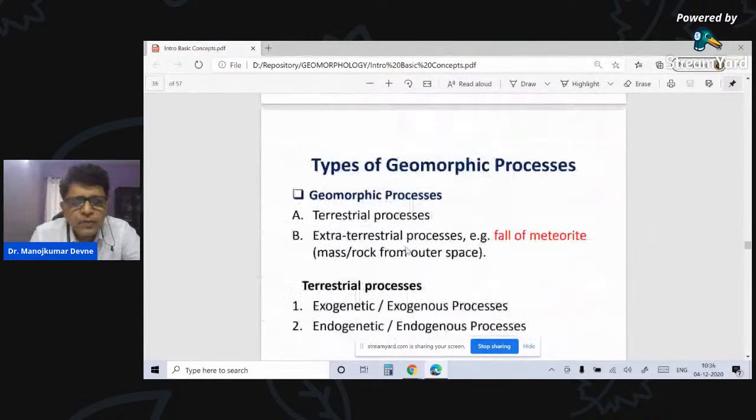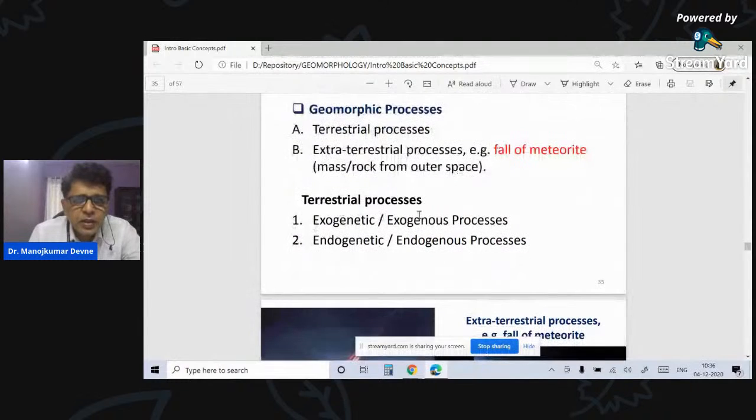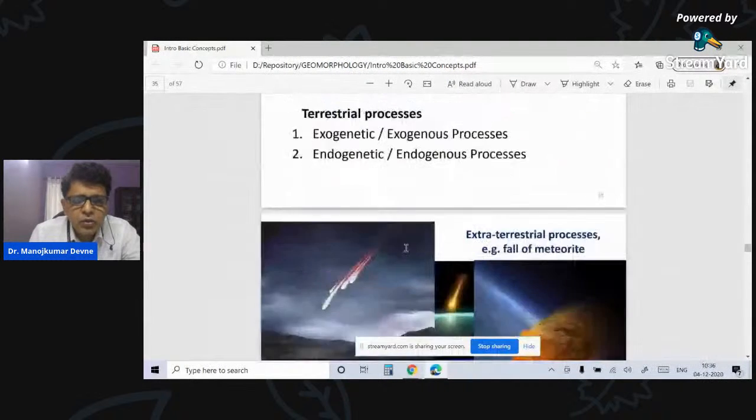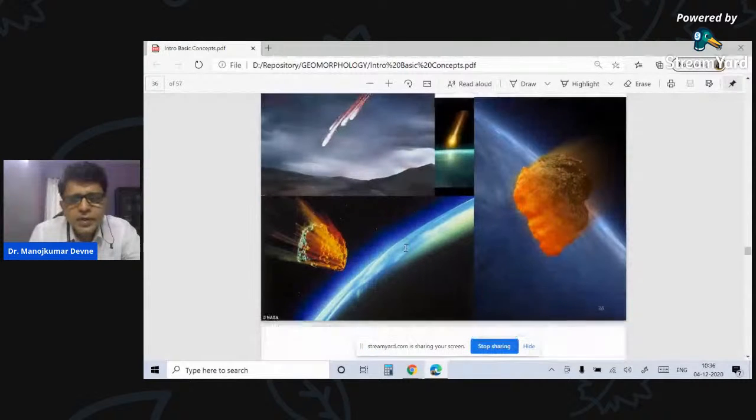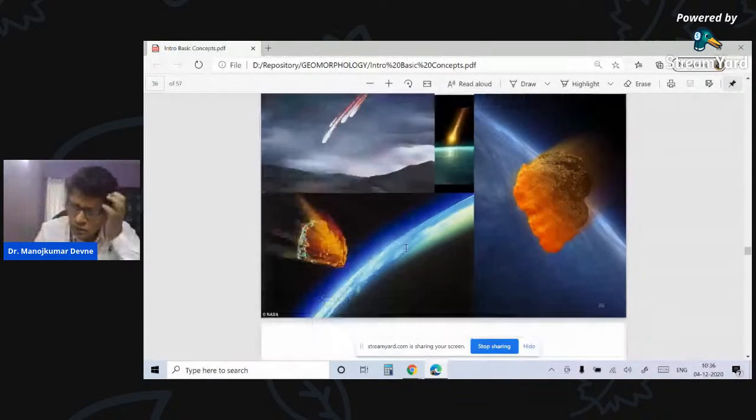Here, types of geomorphic processes: terrestrial, extraterrestrial, like the fall of a meteorite. Terrestrial processes are exogenic or endogenic. Extraterrestrial, here is how they come: meteors collapsing in, and while it travels through the atmospheric layers, because of the friction it gets heated and burns bright red, and that's why you feel as if a star is falling from space.